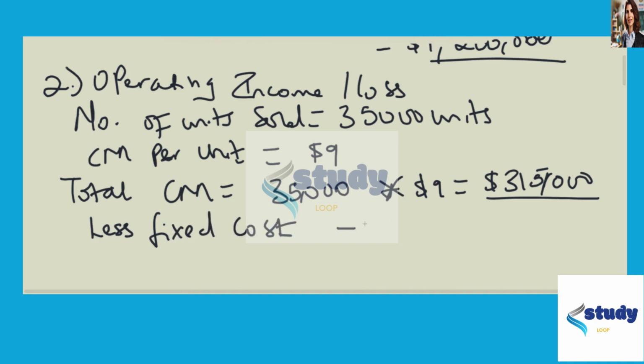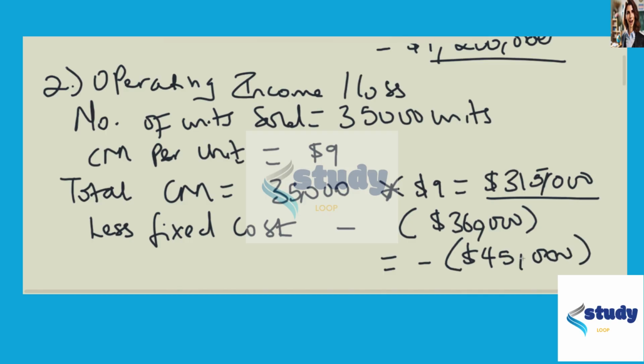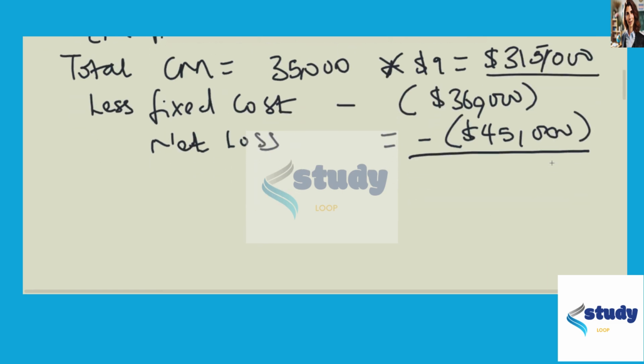And mind you, fixed cost is $360,000, right? So when we less this from this, we're going to have minus, because 315,000 minus 360 will give you a minus. So it will be minus 45,000. So obviously this is not a profit. This is going to be a net loss. So this is the operating loss, not the operating income. So we have an operating loss of $45,000. Moving on to the next question.